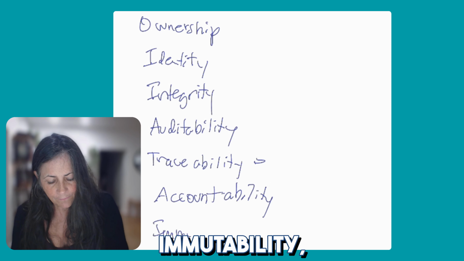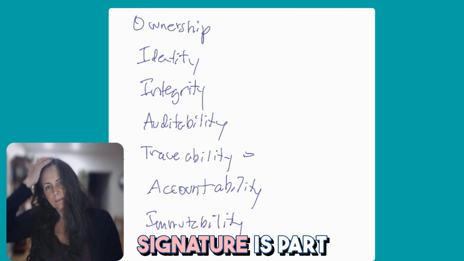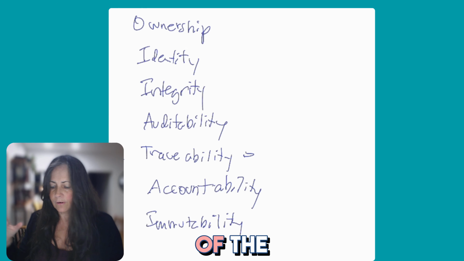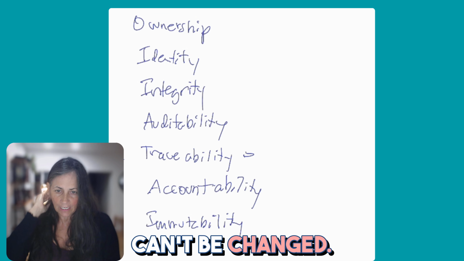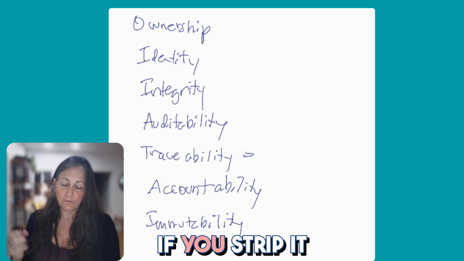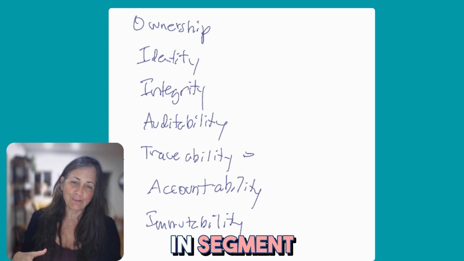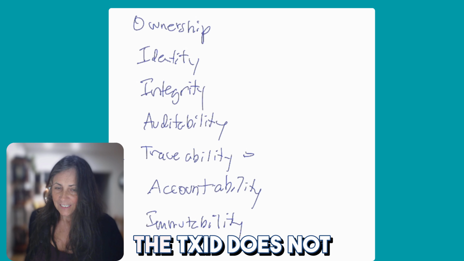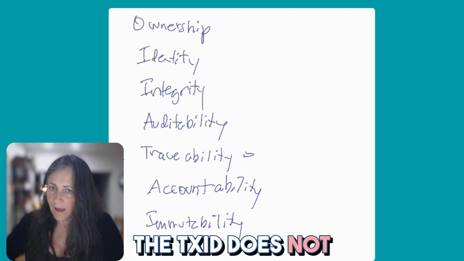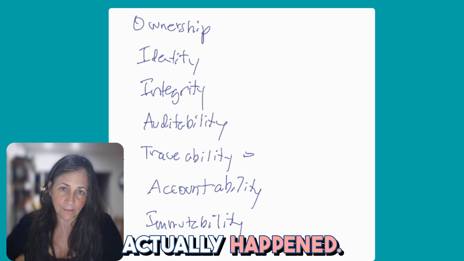Immutability. So with immutability, the signature is part of the transaction's identity. So it can't be changed. It's immutable. If you strip it out, like they do in SegWit transactions, it's no longer immutable. The TXID does not reflect what actually happened.